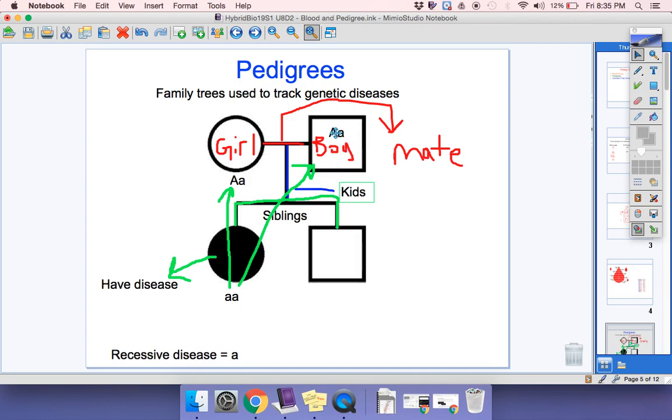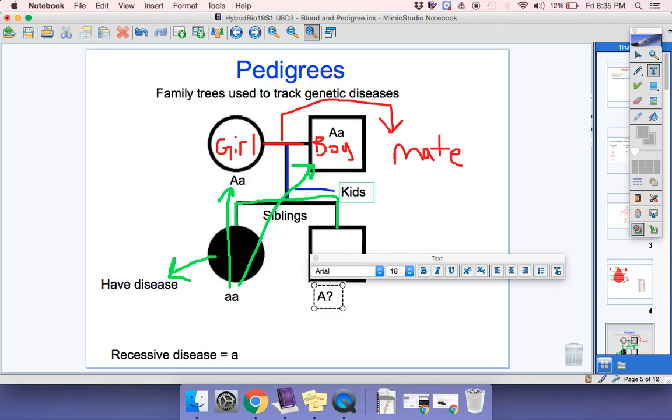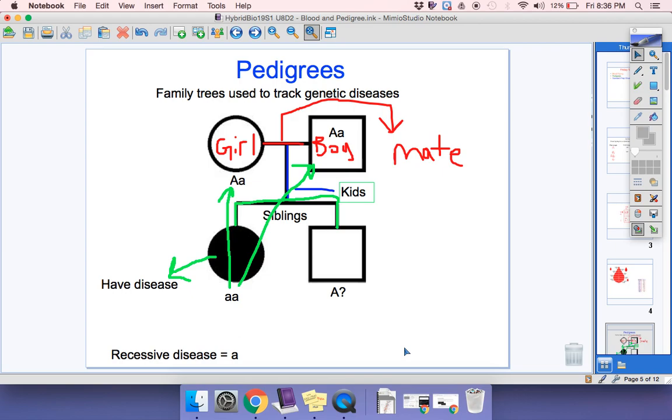As always, you can use whatever letters you want for this. I'm going to use A's the whole way through. The brother is going to have a capital A, and then you're not going to know what his other letter is. You can put a question mark, you can put big A, little a, or big A, big A. Doesn't matter, you won't get it wrong as long as you have one capital A there. But we don't know what his other letter is because we'd have to see what his kids are first.